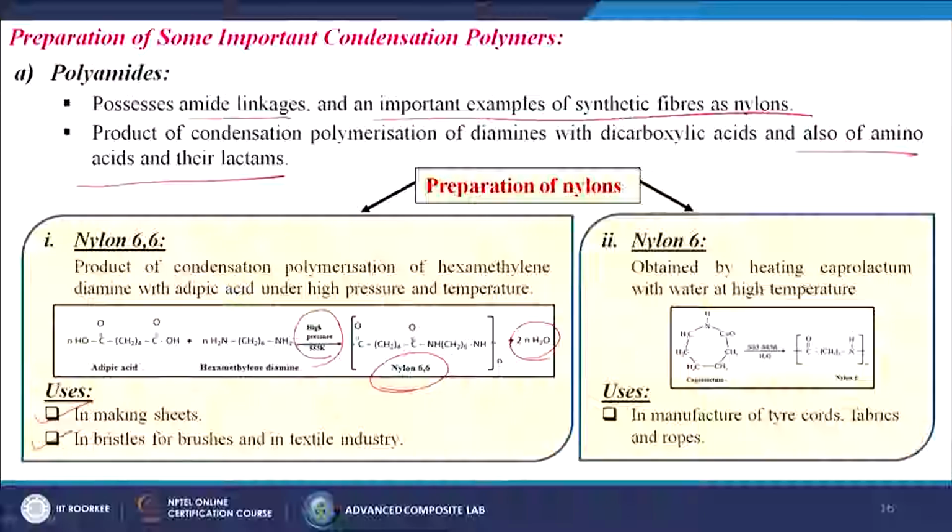Then how do we make nylon 6? It is obtained by heating caprolactam with water at a high temperature, varying from 533 to 543 Kelvin. What are the uses? Generally, nylon 6 is used in the manufacture of tire cords, fabrics, and ropes.